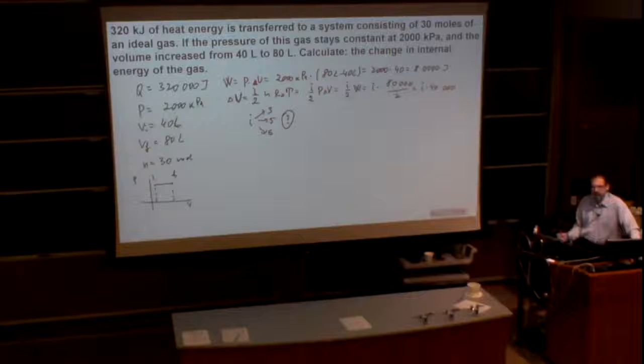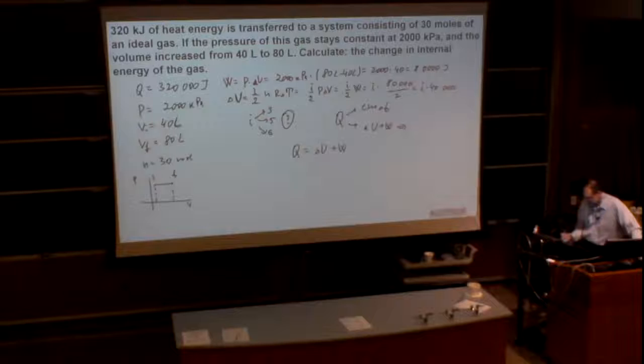For example, what variable hasn't been used yet? Q, heat. And again, there are two relationships for Q. Well, my guess would be using the last one because we already have something about work and change in internal energy. So Q equals, this is my choice, my hypothesis, I write the first law of thermodynamics.